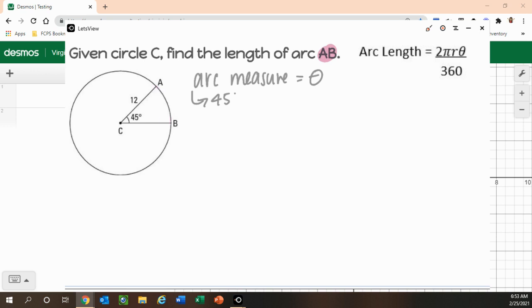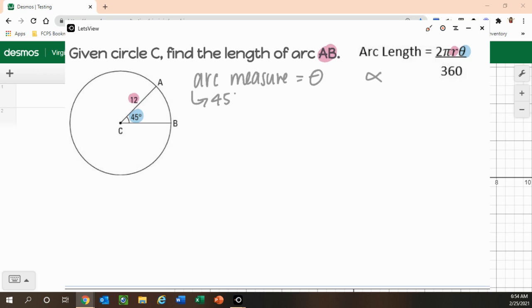Our first step, we need to identify our radius, which is the line from any point in the center of our circle to the edge. So that's our radius. That's our radius. You can have a million radii in your circle. It's just from the center to the edge. So our radius is going to be 12, and then our theta is our central angle. Again, you might see that sometimes written as alpha. Same thing, don't freak out, it's just Greek.